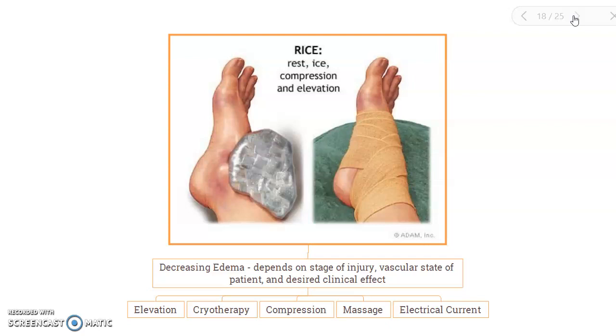And compression limits edema through external pressure. Compressive garments are usually used. And then you also have massage, usually a retrograde massage. You're going to massage from the distal portion of the extremity back proximally towards the heart. And also the electrical current. Although this may be useful, most therapists decide not to use it.